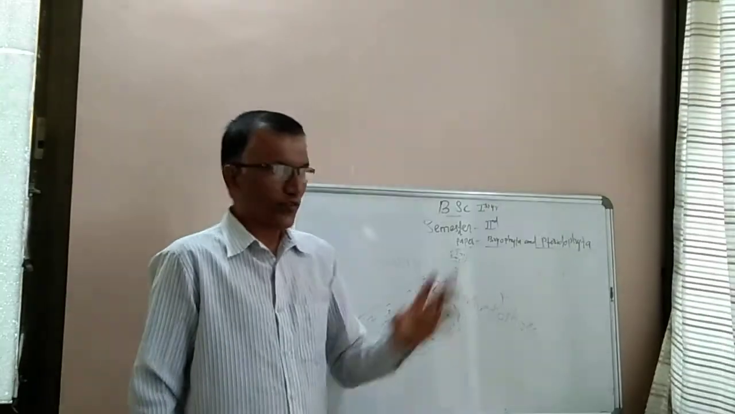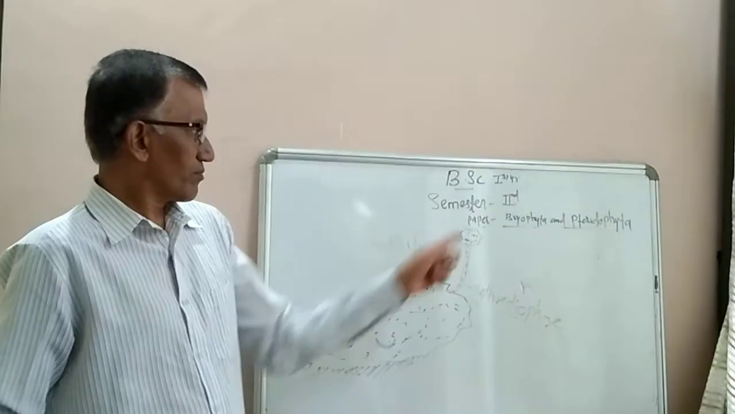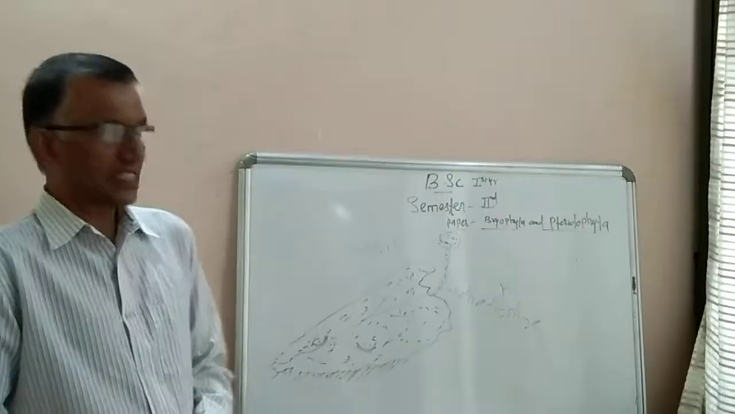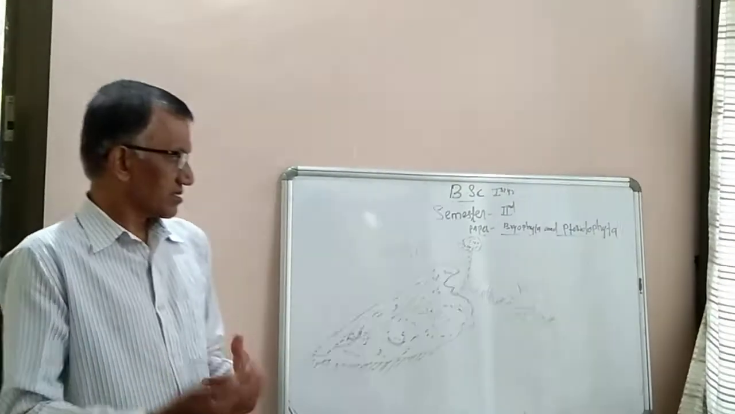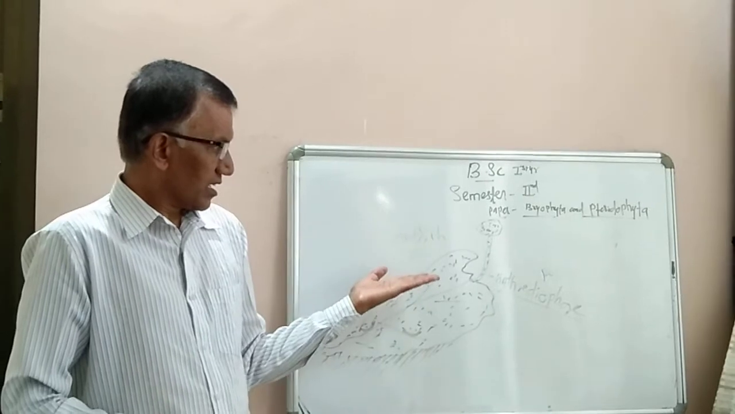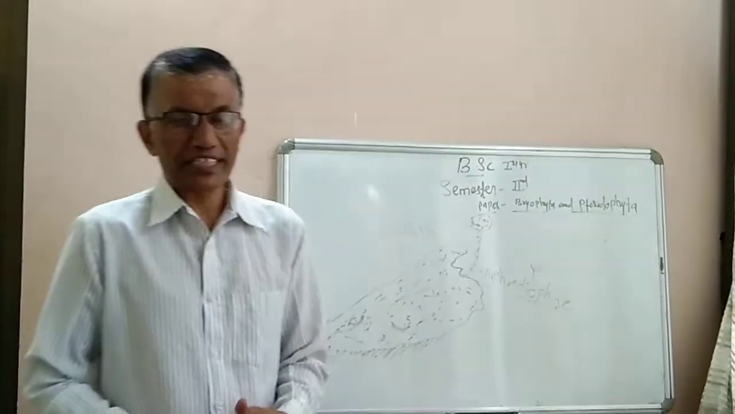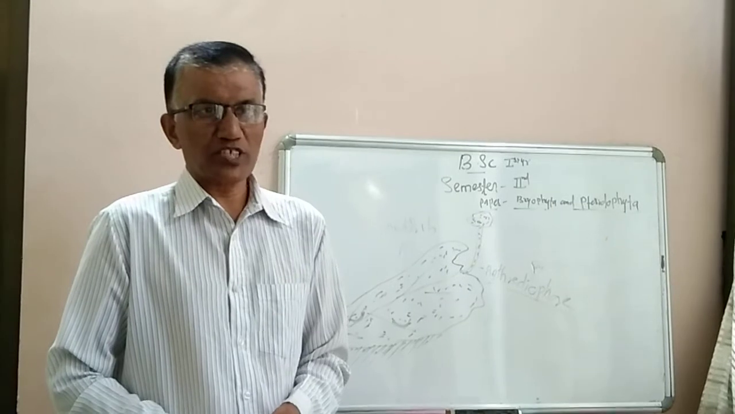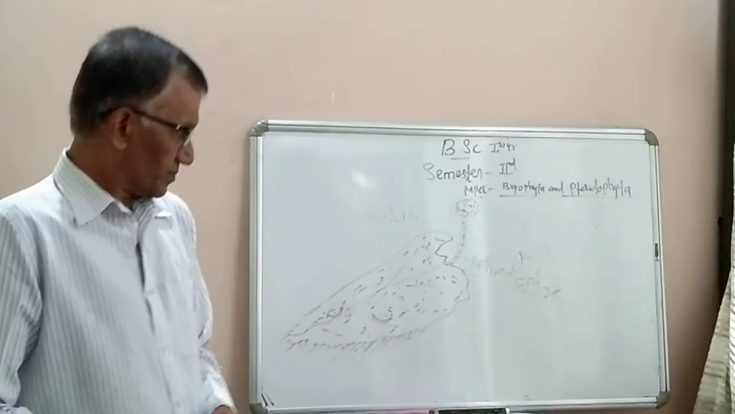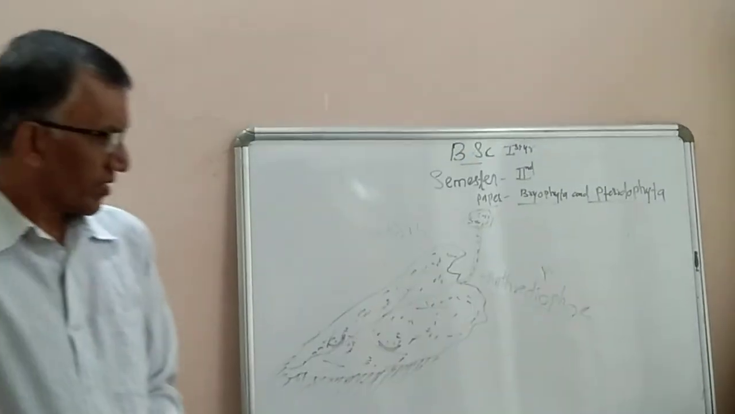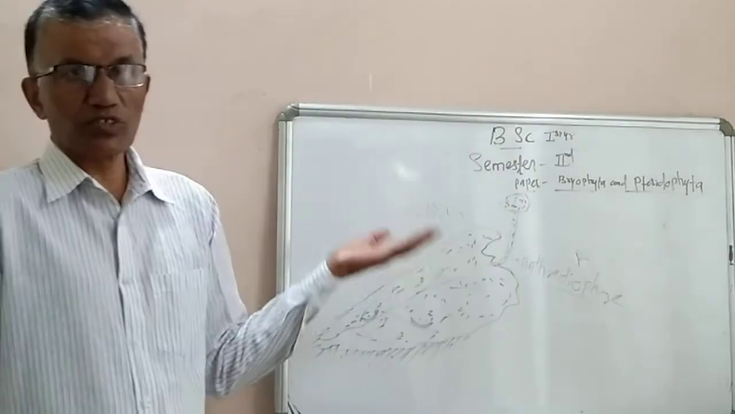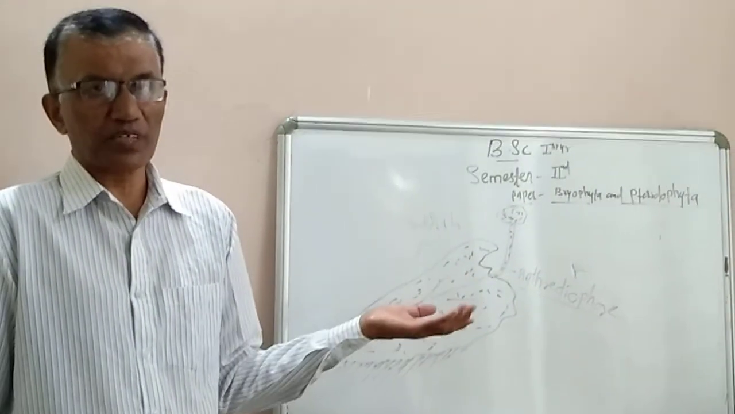So the paper is Bryophyte and Pteridophyte. We have started the first unit, that is Bryophyta. In the last 2-3 classes we have seen some introductory parts of Bryophyta. Yesterday we discussed the life cycle of Marchantia. In your syllabus they have mentioned two examples in Bryophyta, that is Marchantia and Funaria. First we are going to discuss the life cycle of Marchantia.